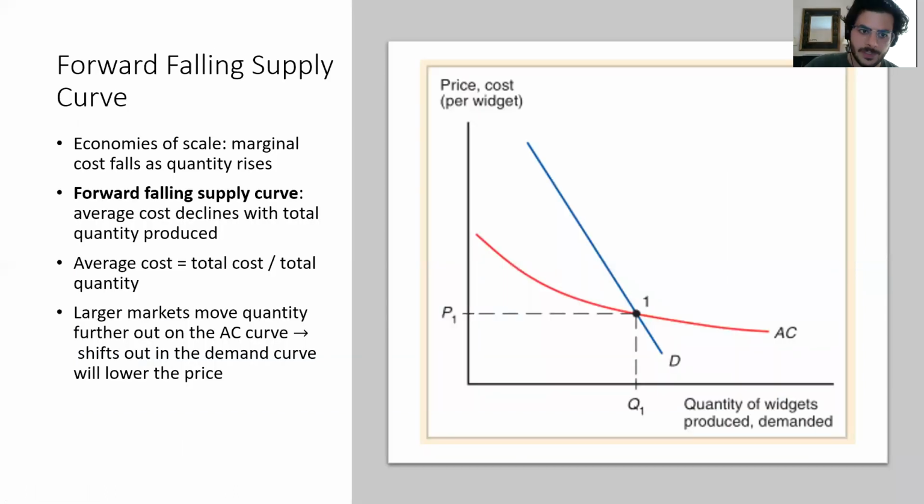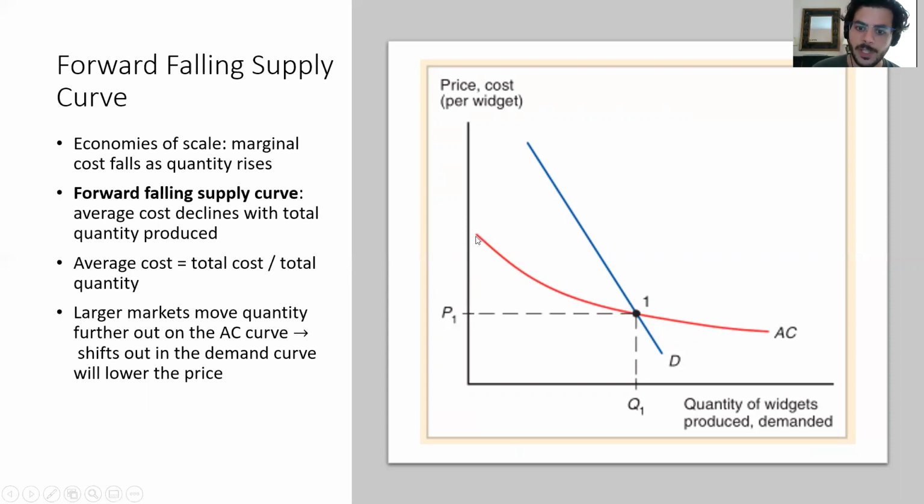So when we have economies of scale, we're going to have what's called a forward falling supply curve. As we increase quantity produced, marginal cost is going to fall. And as marginal cost continues to fall, average cost is also going to decline. Average cost is simply total cost divided by total quantity, or in other words, it's the average marginal cost. So marginal costs are going to be high at lower output levels and low at greater output levels. And so the average cost curve is also going to be falling.